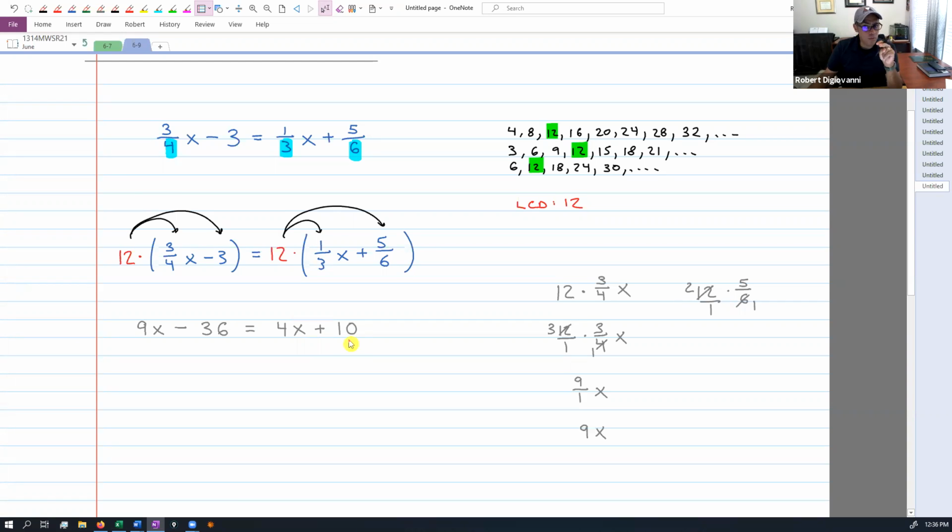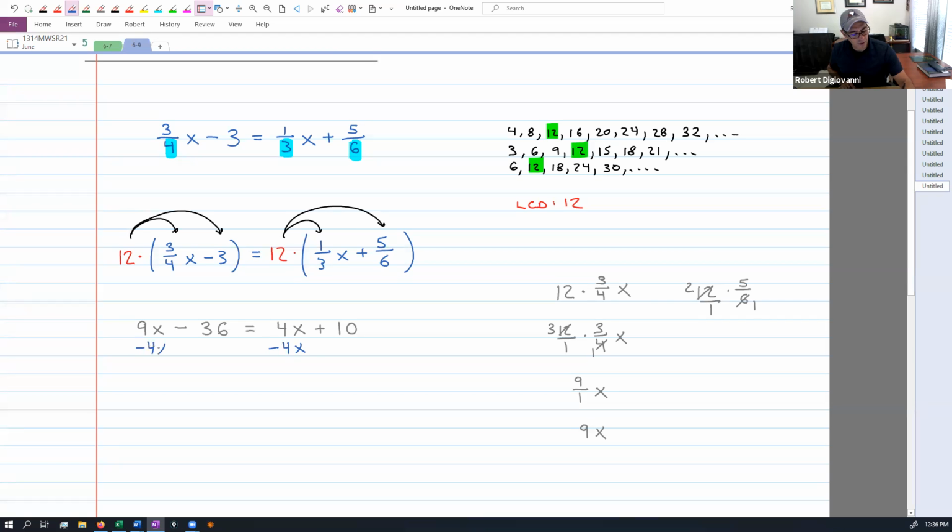So the whole point of step 2, to clear the fractions, is so that you have a linear equation where you have nicer numbers to work with. And then at this point, you can continue doing the rest of the steps. I'm going to work through this quickly.